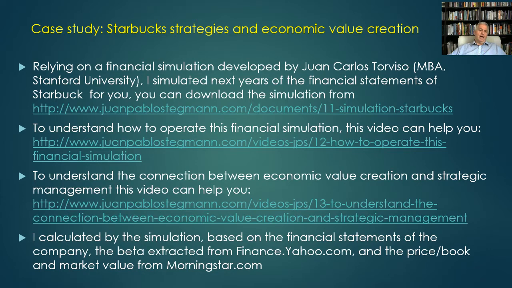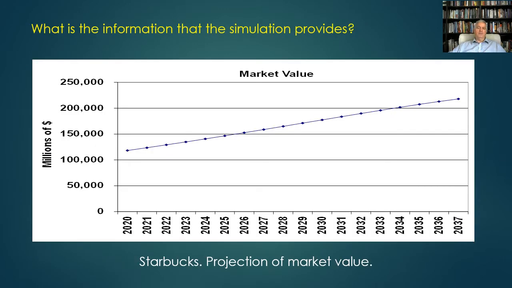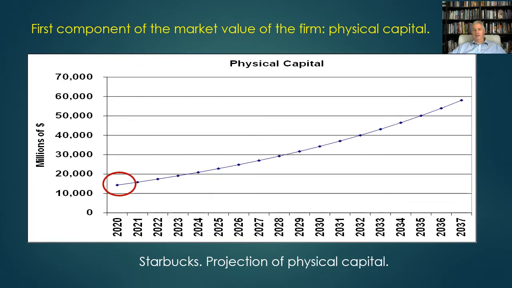So I calculate in the simulation. I rely on data from the financial statements of the company, data extracted from Yahoo Finance, and the price, book, and market value from Morningstar.com. The first information that the simulation provides is whether Starbucks can create economic value in the future years. The graph indicates that the market value of Starbucks will go from 120 billion in 2020 to 220 billion, roughly, in 2037. This seems good news, but we are not sure yet. We have to continue with the analysis.